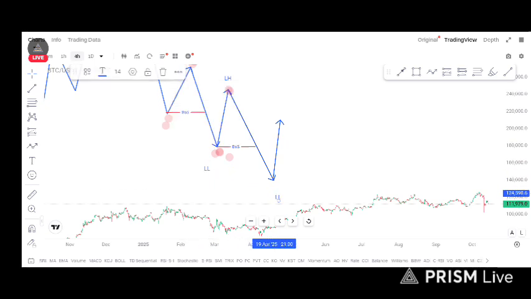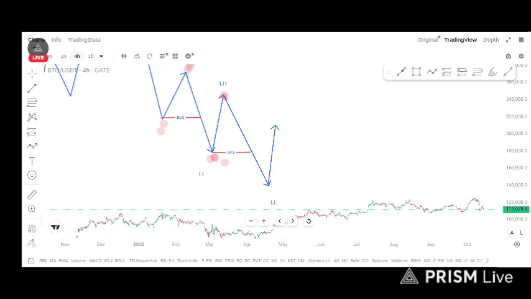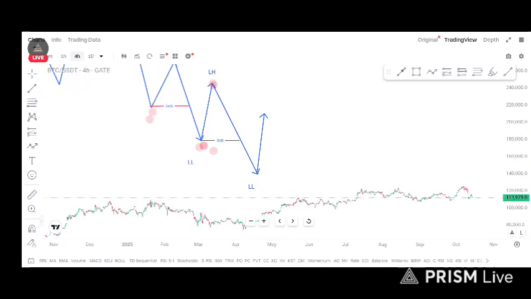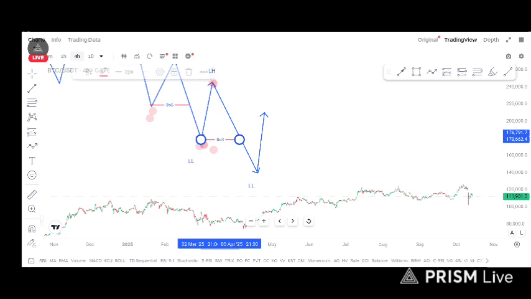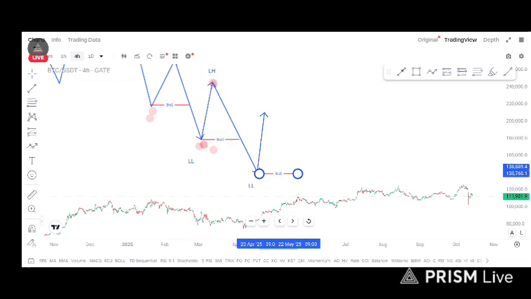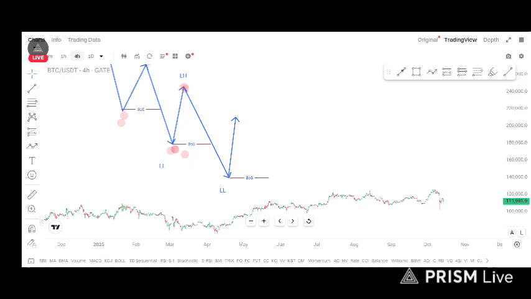We now have a new lower low. So what are we going to be anticipating? What are you going to be anticipating? A break of structure. Okay, a break of structure to confirm our new lower high.